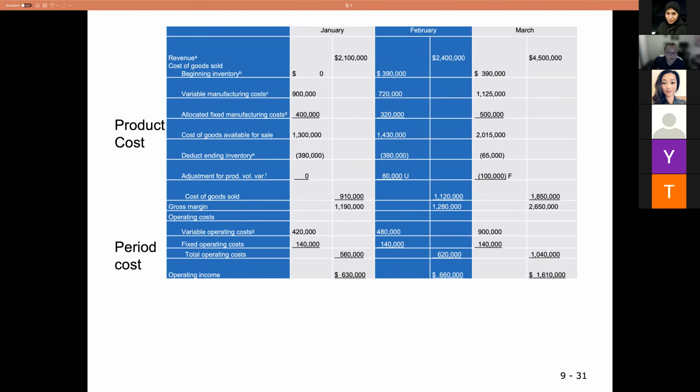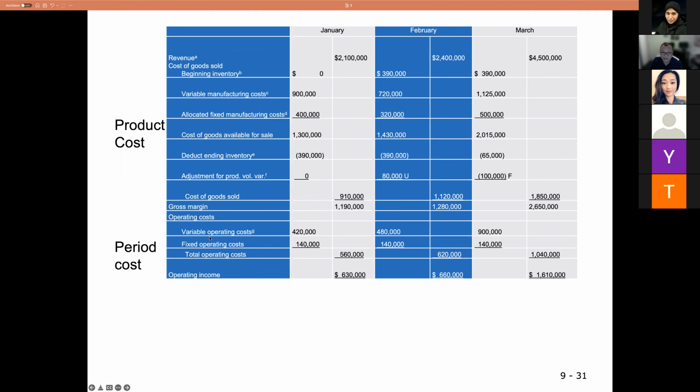So now you figure this out. 1.3 million minus 390,000, so that's the 910,000 cost of goods sold. And then 2.1 million minus 910,000, you get 1.19 million gross margin. Now you want to calculate what's my operating cost.